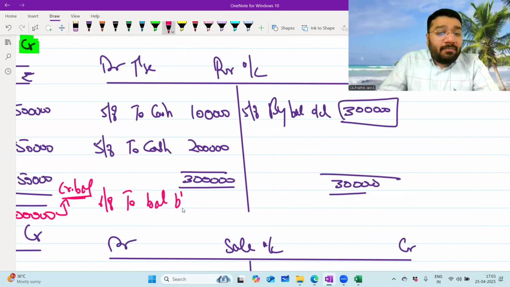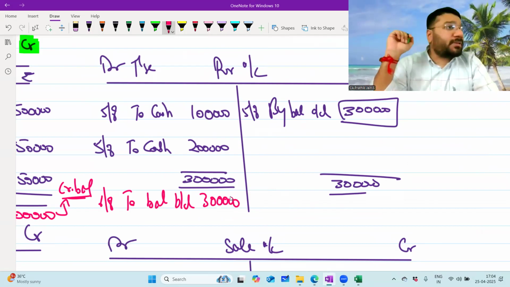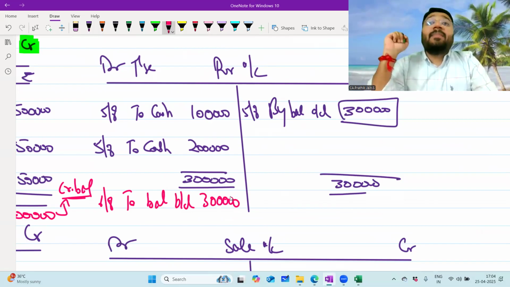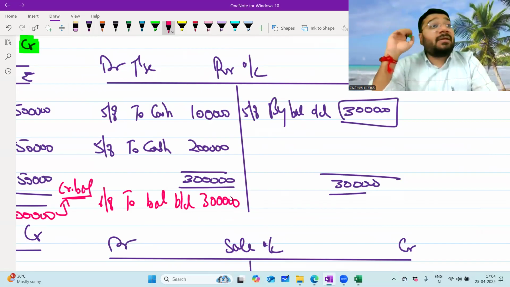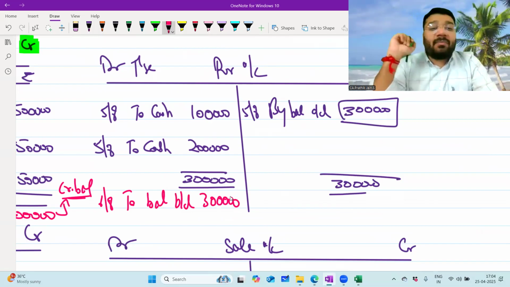Now, 6th of August. To balance brought down. How much? 3 lakh rupees. So this balance brought down is coming on which side? Debit side. What balance has it become? Debit balance. So this will go to which column of the trial balance? Debit column of the trial balance. Any problem? No problem.